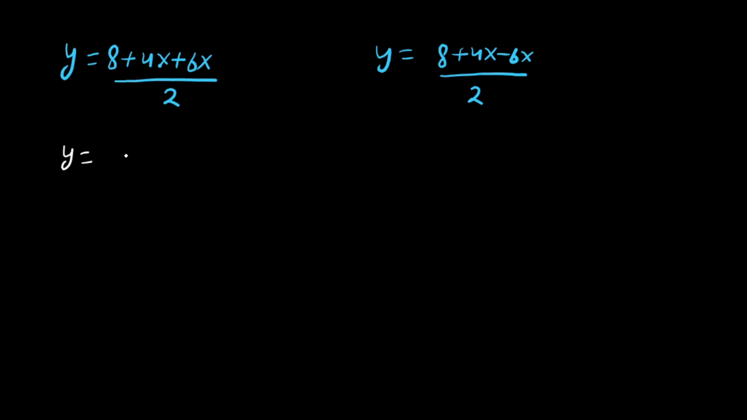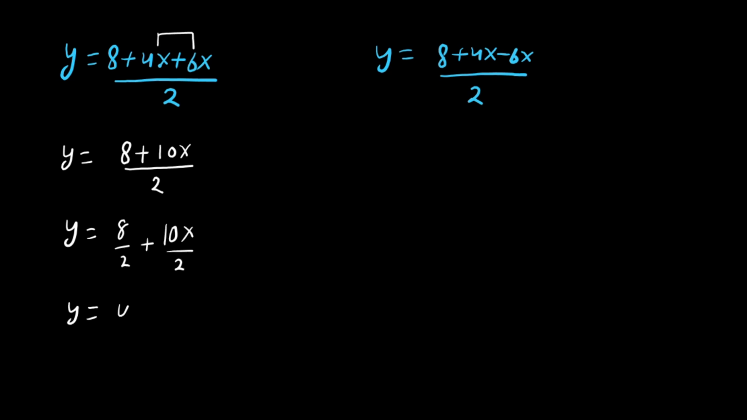Y is equal to 8 plus 4x plus 6x is 10x, divided by 2. Y is equal to 8 over 2 plus 10x over 2. Then y is equal to 8 divided by 2, which gives 4, plus 10 divided by 2, which gives 5x.